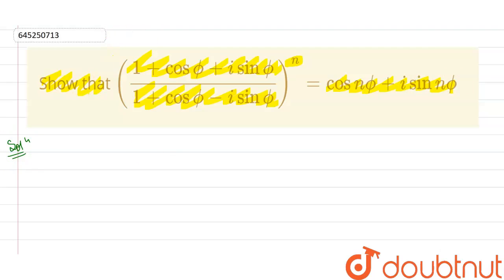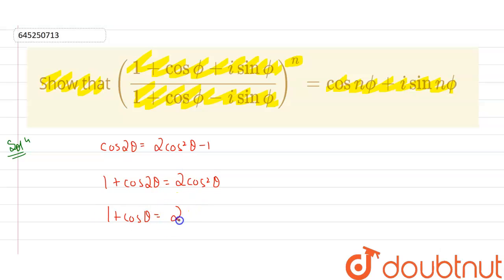First of all, this is my solution part. Before moving to this question, we have some properties. What is the formula for cos 2 theta? Cos 2 theta is equal to 2 cos square theta minus 1. So 1 plus cos 2 theta is 2 cos square theta. Now if I take the half angle, cos 2 theta becomes cos theta, so 1 plus cos theta equals 2 cos square theta by 2.